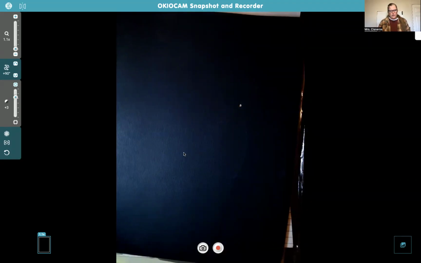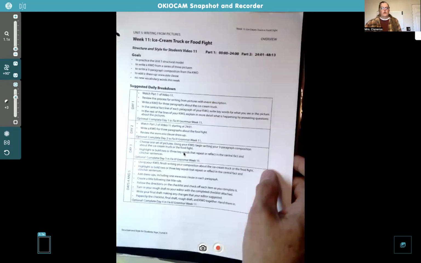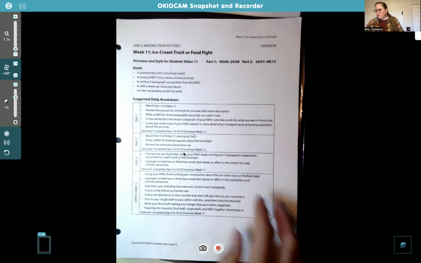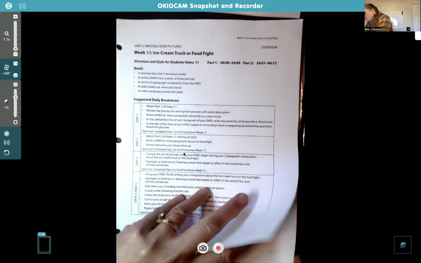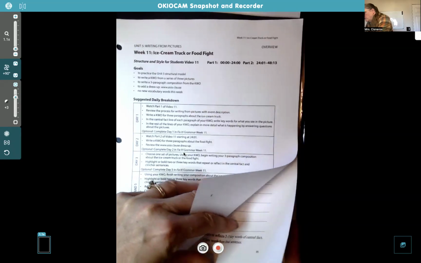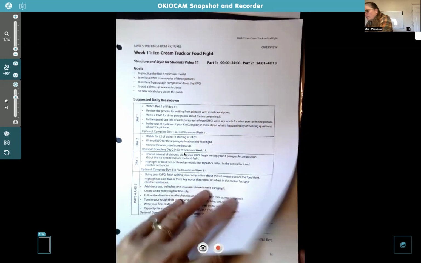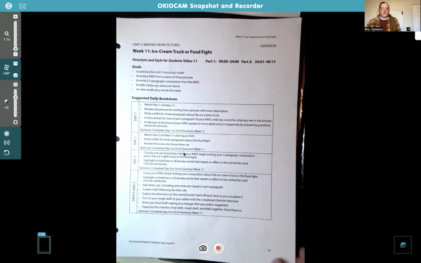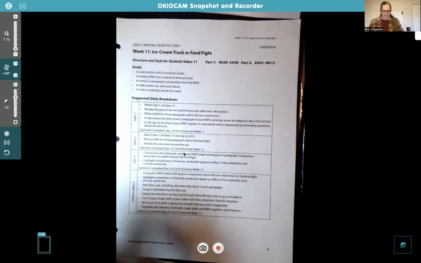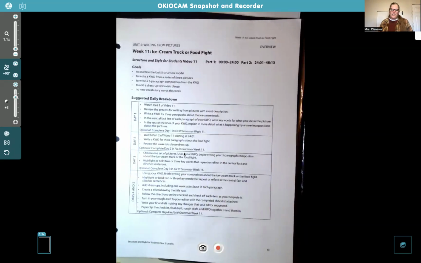And then go ahead and go to the front of your binder. Once you put that away, close the rings and go to the front of your binder for the source text tab. And you're going to get out the next lesson, which is week 11. And it looks like this, week 11. There are four pages you're going to get out for week 11, called Ice Cream Truck or Food Fight. I think you guys are going to like this one too.